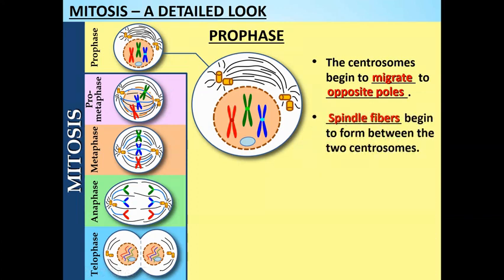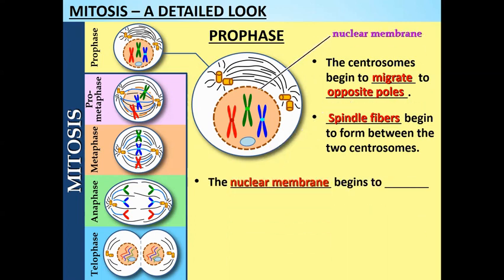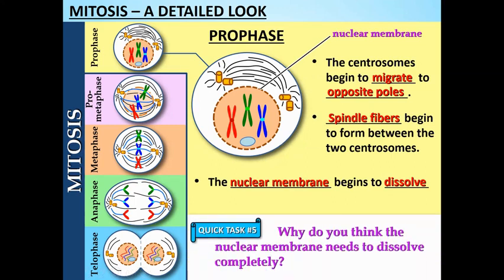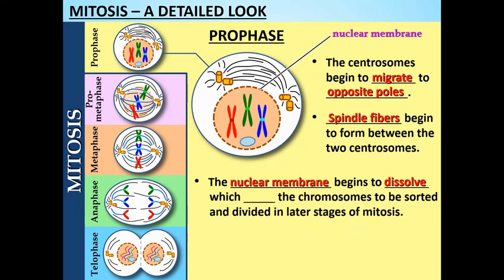The spindle fibers begin to form between the two, so they're also going to begin to migrate. The nuclear membrane also begins to dissolve. What had been protecting the chromosomes, that membrane, begins to dissolve. Why do you think the nuclear membrane needs to dissolve completely? What do you think? This frees up the chromosomes to be sorted and divided in later stages of mitosis. So you have to get rid of the membrane so they're able to move around better and separate.